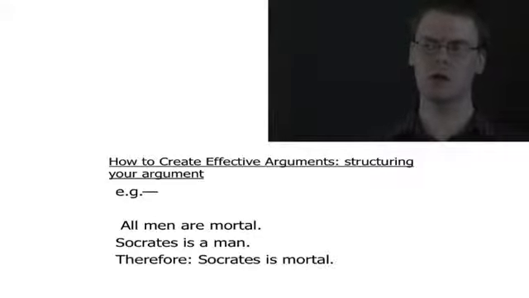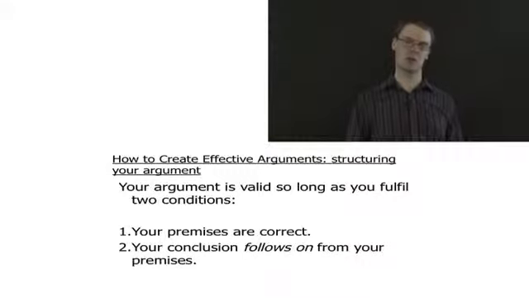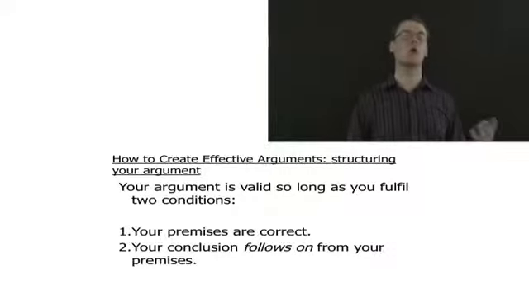Okay, so how do you know that you actually have a strong argument and that your argument actually works? Okay, so your argument is valid so long as it follows two conditions. So firstly, your premises must be correct, okay, they must be true. So if the first premise in the example we looked at was all men are immortal, then clearly the conclusion wouldn't work because that isn't true.